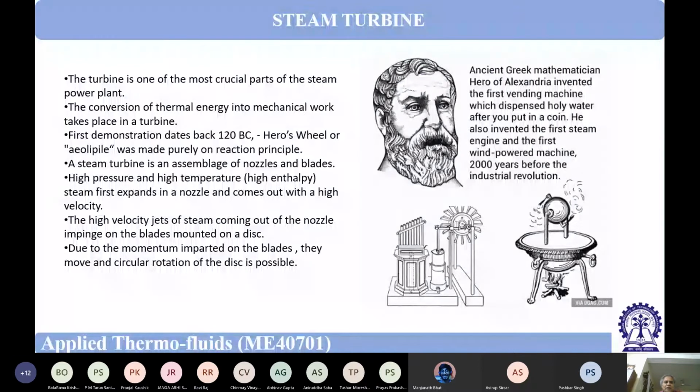It goes without saying, the conversion of thermal energy into mechanical work takes place in a turbine. The first demonstration of a turbine was long back, that is 120 BC. It is named as Hero's Wheel or Aeolipile, based on a purely reaction principle. That means it has a lot of similarity with Pelton turbine.